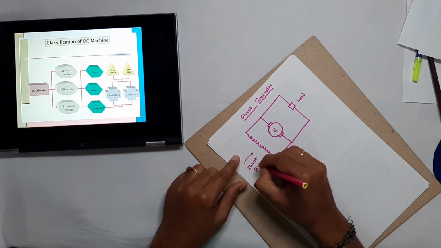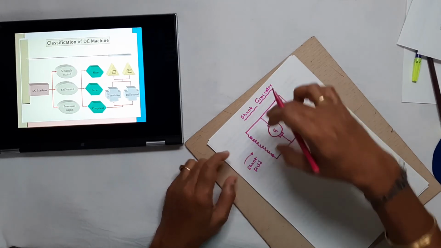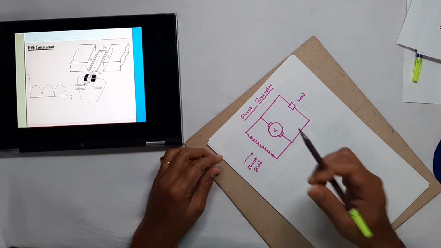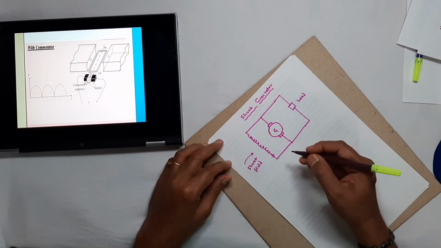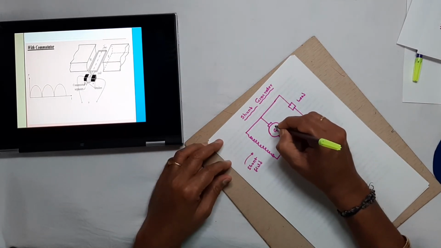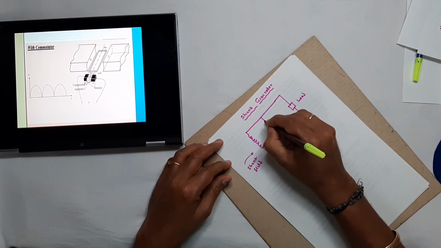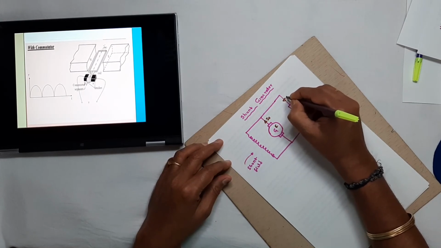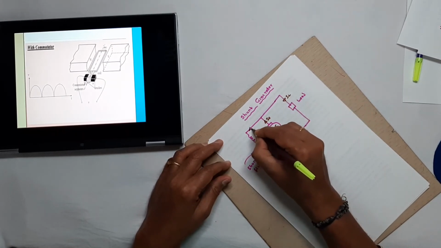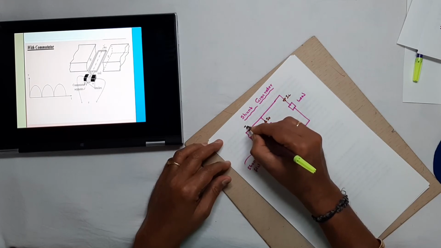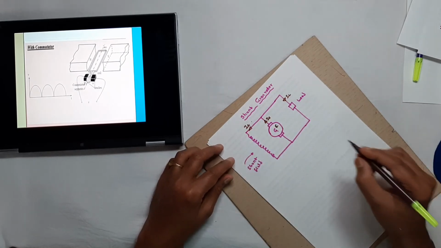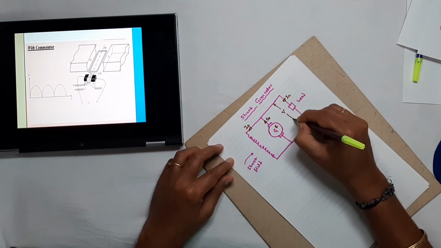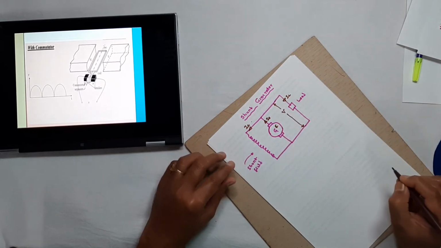It is called a shunt field because the field winding is connected across the armature. Once again, you can mark the currents and the voltages. The induced voltage is E, current delivered by the armature is IA, current flowing through the load is IL, the current which is delivered to the field is called IF. Then the voltage across the load is V, the terminal voltage is V.